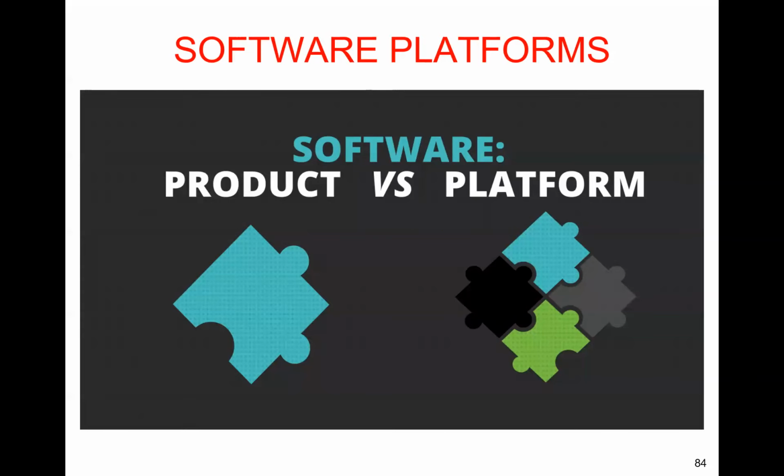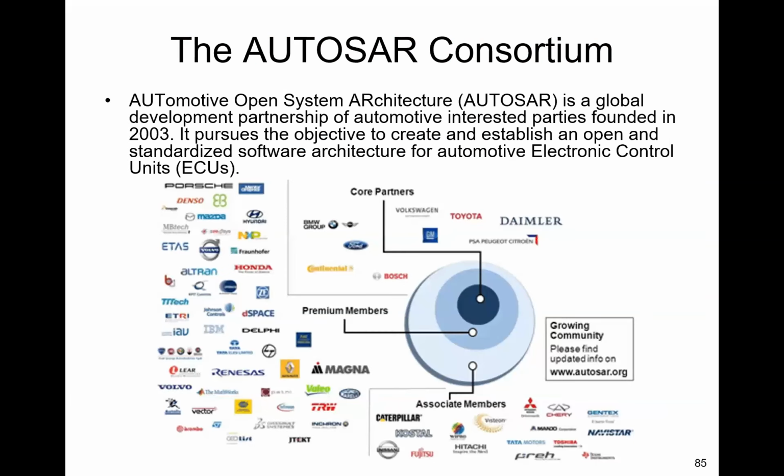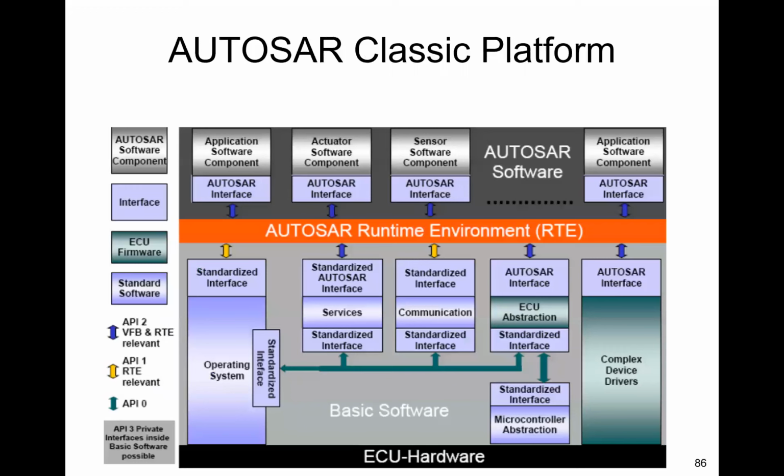So for a software platform, AUTOSAR, Automotive Open System Architecture, is a global development partnership of automotive interested parties founded in 2003. It pursues the objective to create and establish an open and standardized software architecture for automotive ECUs. Pretty much all the major OEMs and suppliers are members of AUTOSAR.